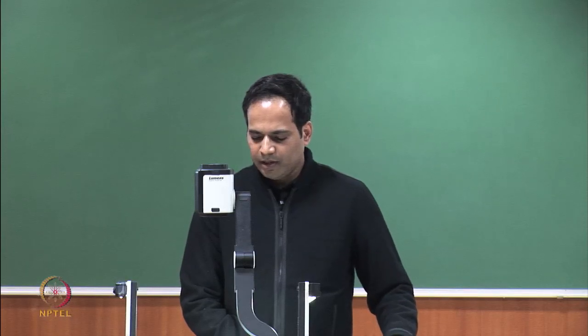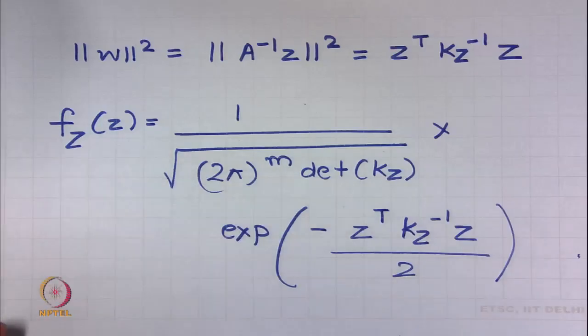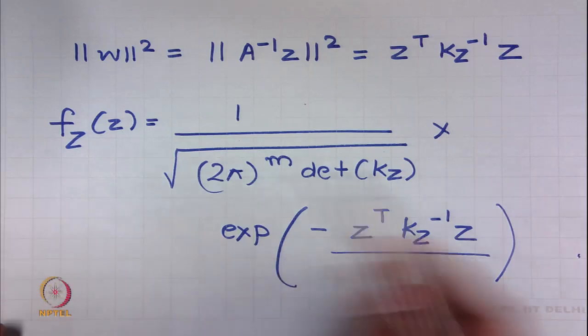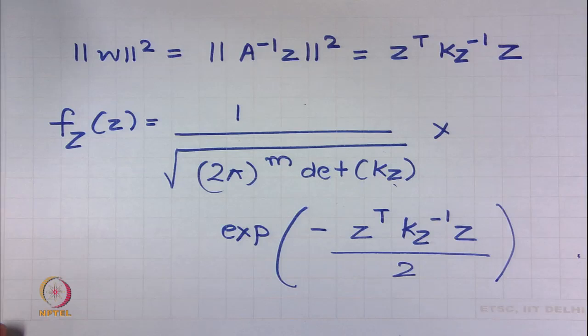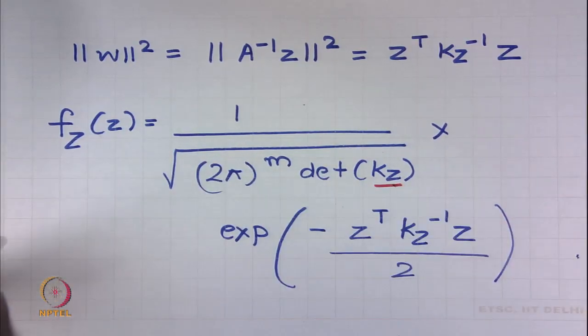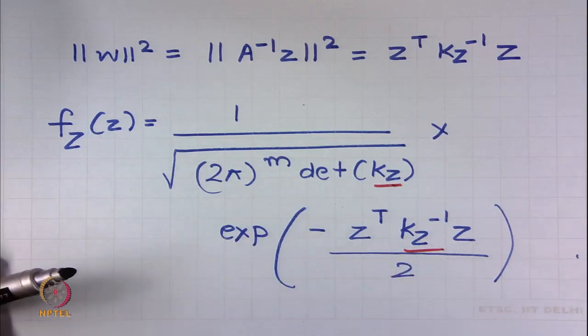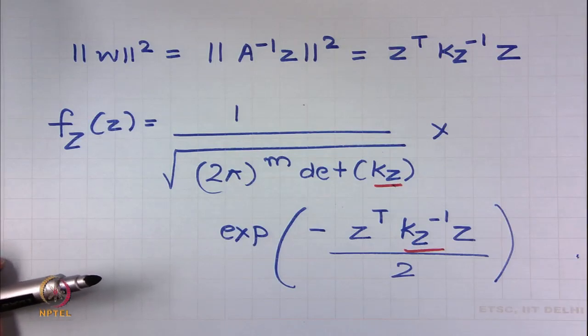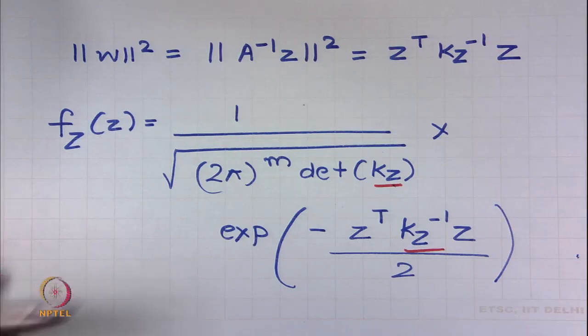There are few things that are interesting here, that this probability density function is completely specified by this covariance function, right. So, it is an important idea, this probability density function is just a function of K Z, right. So, if you know K Z, you can completely specify the probability density function of Gaussian random vector. Thus, a probability density function of a Gaussian random vector is only dependent on its covariance matrix. Okay.